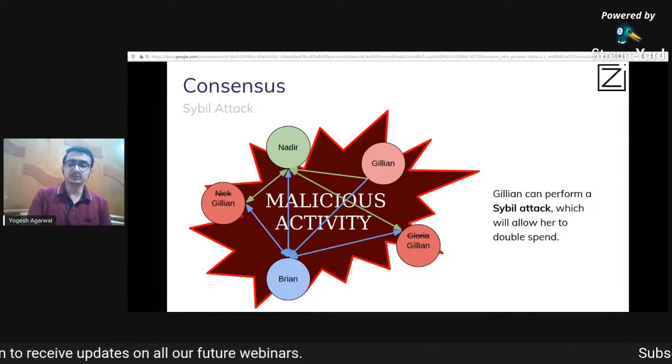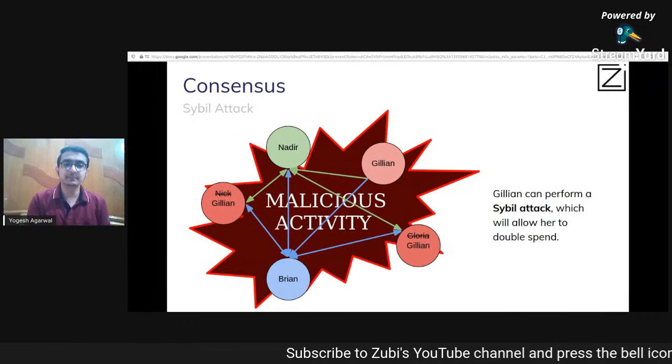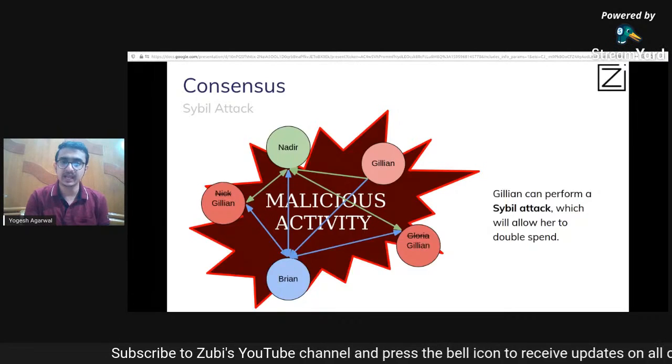So yeah, this is called a Sybil attack. This particular attack that I talked about, of creating multiple identities, is called a Sybil attack.